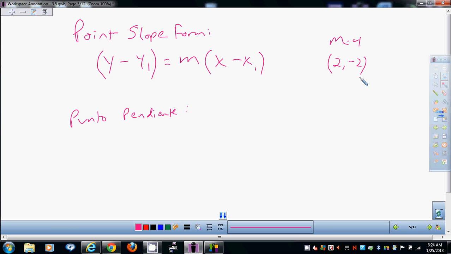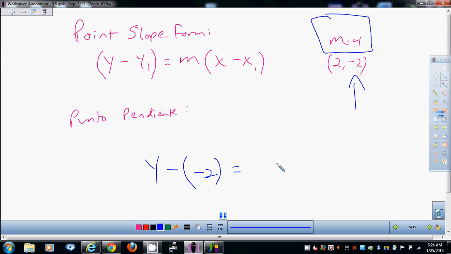And here's how you do it. y minus, what's our y value? Negative 2, equals our slope times x minus our x value, 2. Point-slope form. And to put that in slope-intercept form, all you have to do is solve for y. Multiply by your 4, add your 2, done. We'll go ahead and finish this.